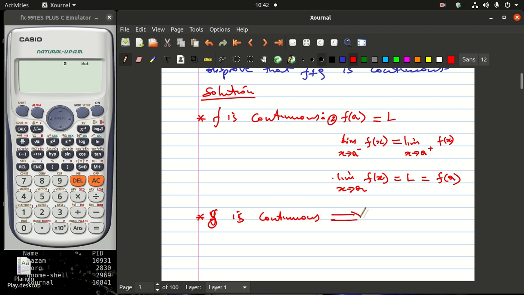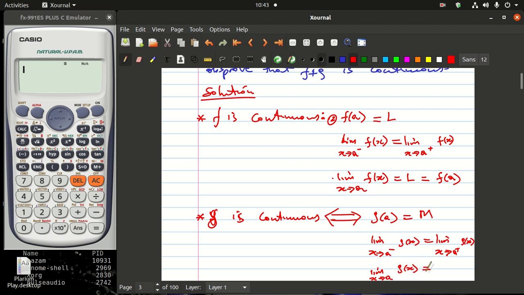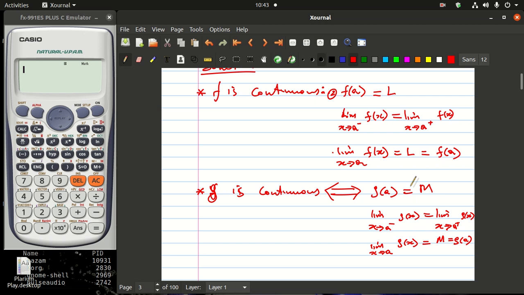Because g is continuous, these three things need to happen. That g of a must be equal to some value, I'm going to call it m. And if I take the limit as x approaches a on the left of g of x, it must be equal to the limit as x approaches a on the right of g of x. The third condition is saying that the limit as x approaches a of g of x must be equal to the value of this function, which is m, g of a. Now, we have these three conditions here.